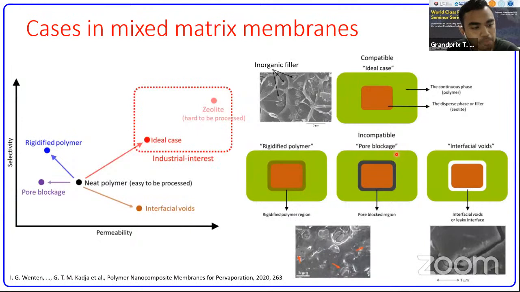However, combining inorganic with the polymeric membranes is not as easy as it sounds.